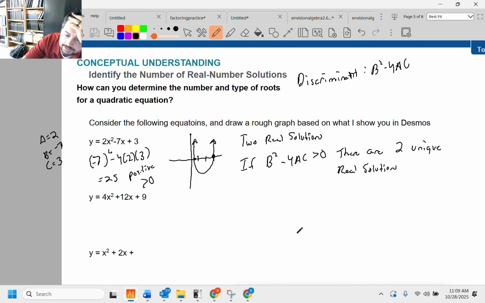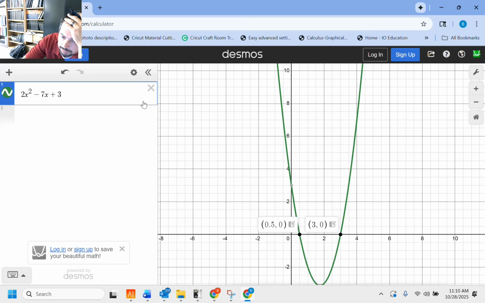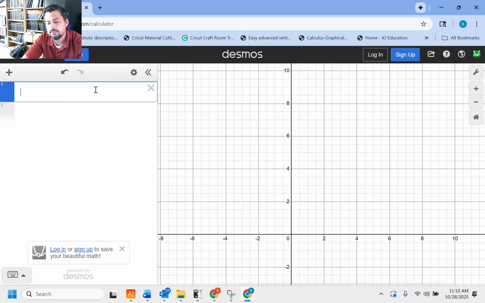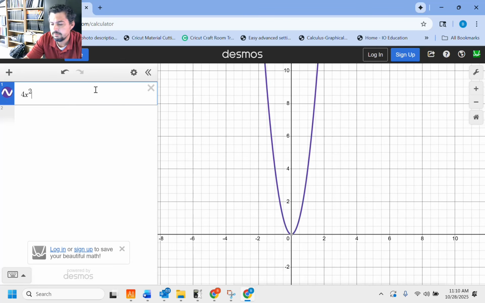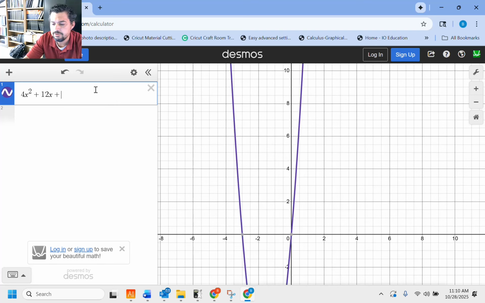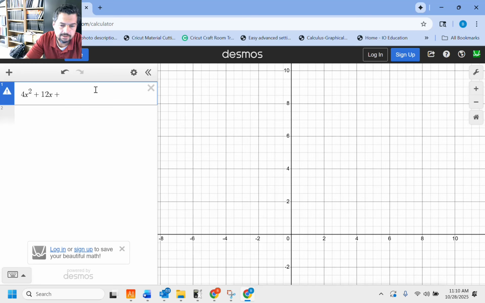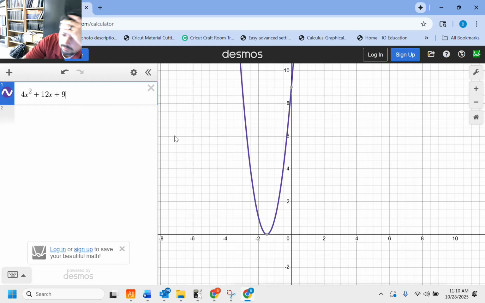All right. Next up, 4x squared plus 12x plus 9. I think this is what we call a touch. It looks like a perfect square to me. 4x to the second plus 12x plus 9. It should touch the x-axis at what? Negative, boy, I'm wore out. 3/2. And there it is. Negative 3/2. So we have a parabola that touches the x-axis. Perfect squares do that.